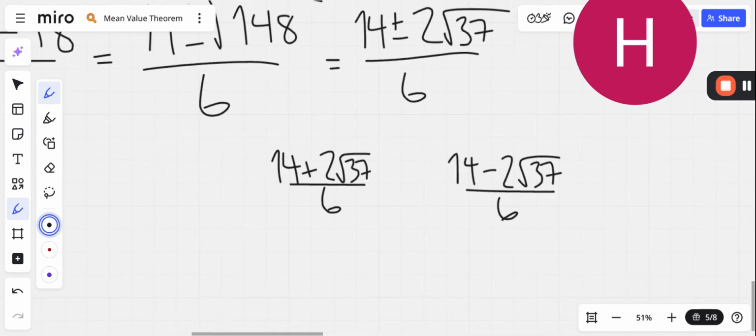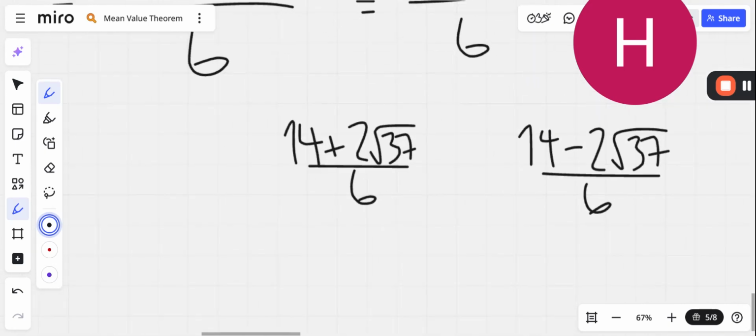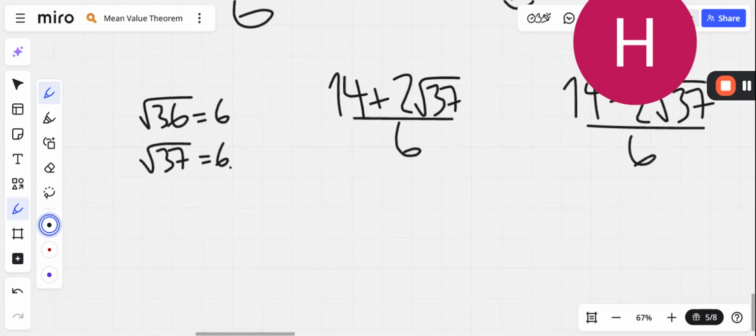Well, let's think about this kind of logically to guesstimate what this is. Square root of 36 is just 6. So square root of 37 is just a little bit more than 6. 6 point something, right? It's not even 6.1 actually. It's like 6.08 or something. I don't know. But we can say it's a little more than 6.